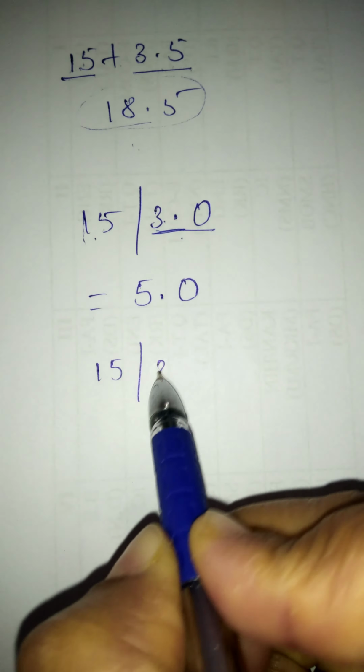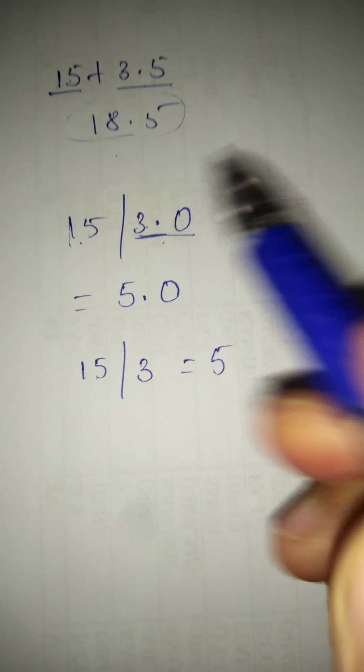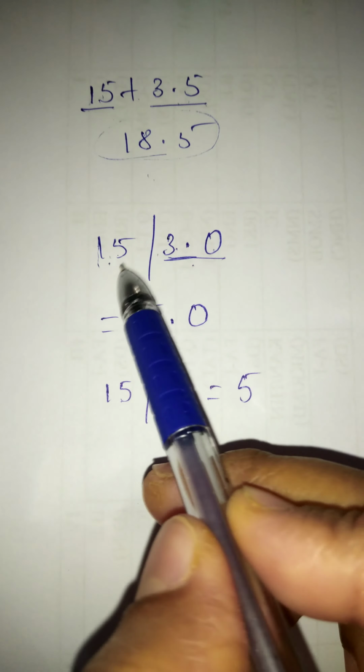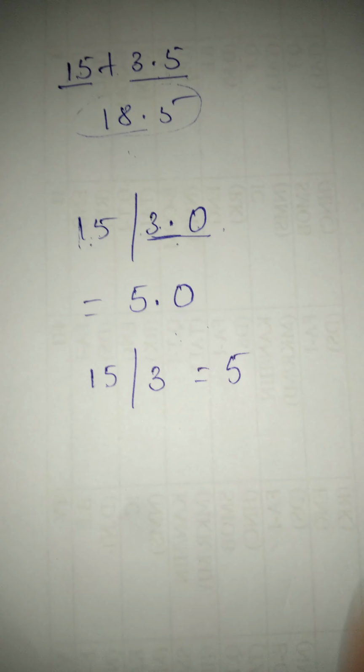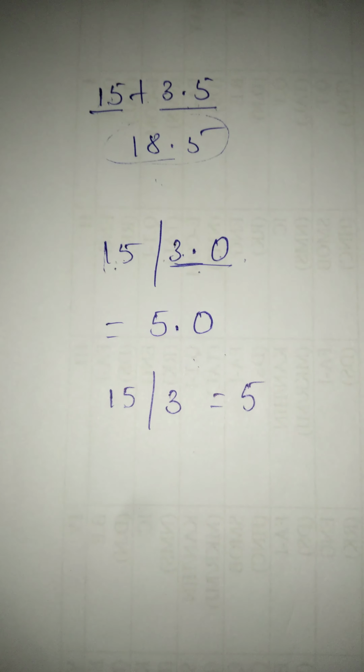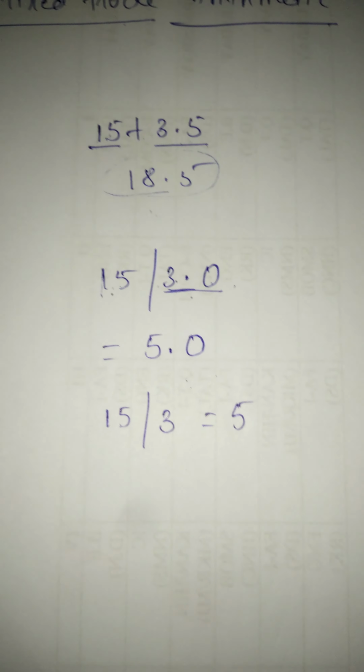But if I write 15 by 3, here both are integers, so the result is 5. But if I write 15 divided by 3.0, the result is 5.0. Then this type of expression is mixed mode arithmetic. Thank you.